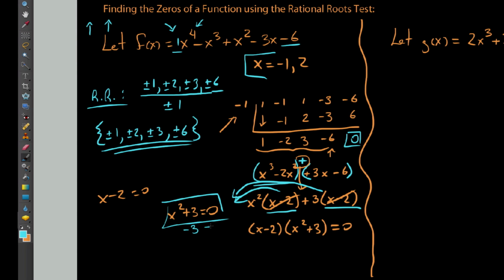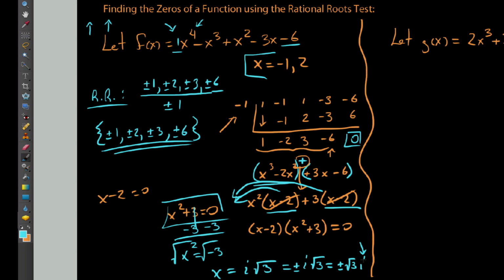Now if we subtract 3 from both sides, we get x squared equals negative 3. Taking the radical of both sides, we get x equals i times the radical of positive 3, and then we need to put a plus or minus in front of this. So we say plus or minus i radical 3. You'll see some textbooks, and this is appropriate too, say plus or minus radical 3 i, and just know that that i is off on the side. It's not inside the radical. So our other zeros were plus or minus radical 3 i.